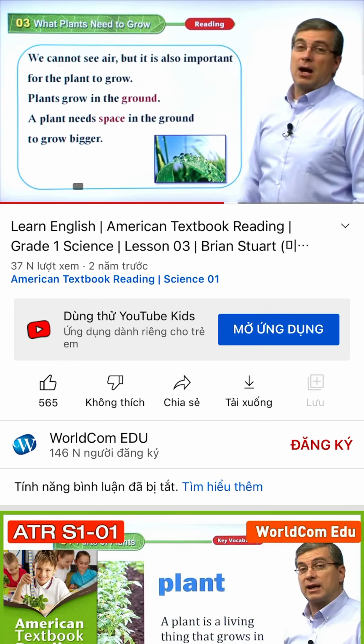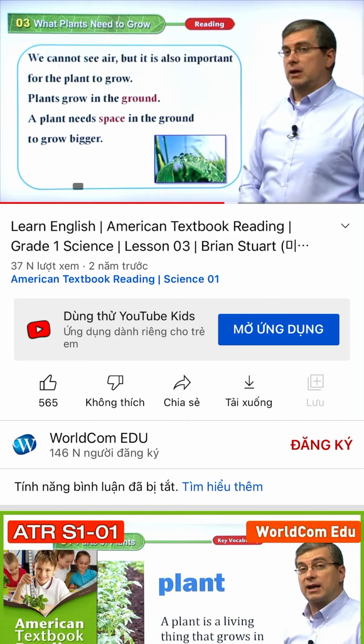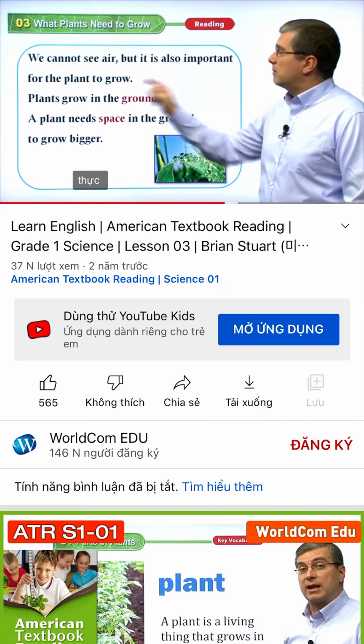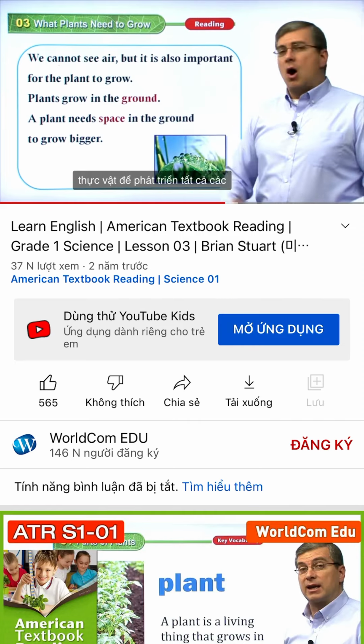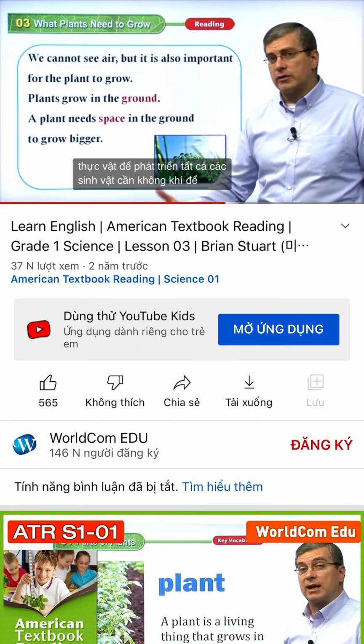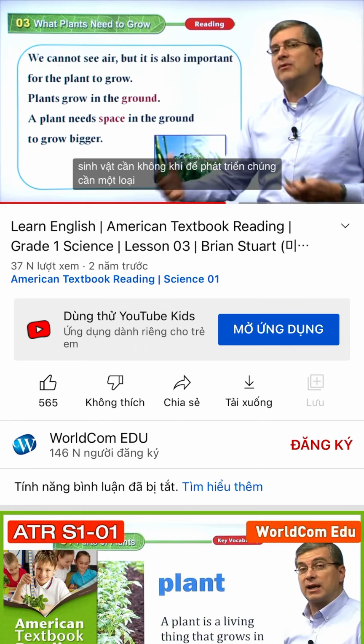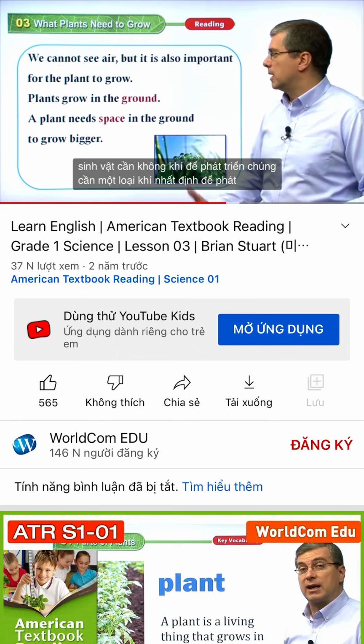We cannot see air, right? Air is invisible. We talked about that. But it is also important for the plant to grow. All living things need air to grow. They need that certain type of gas to grow.